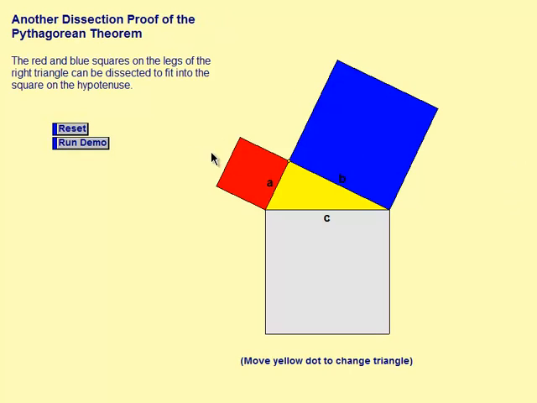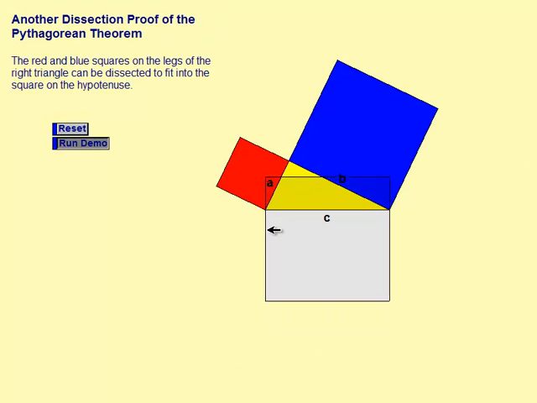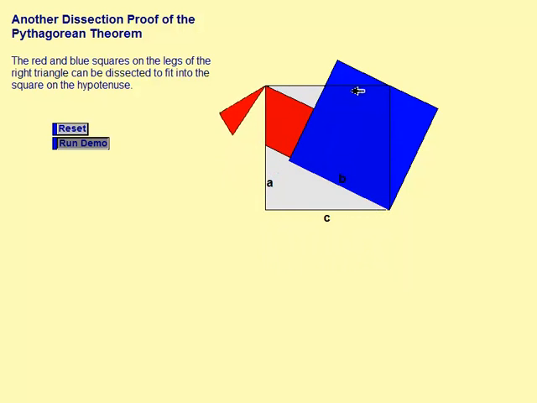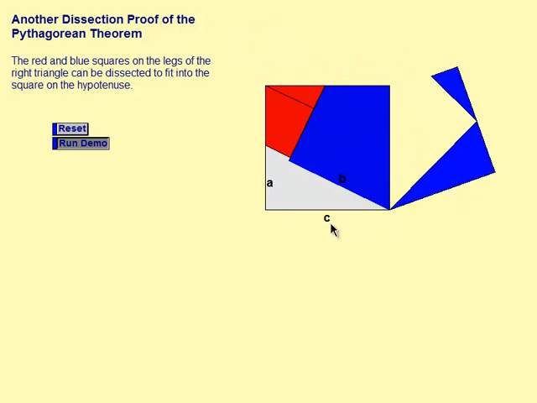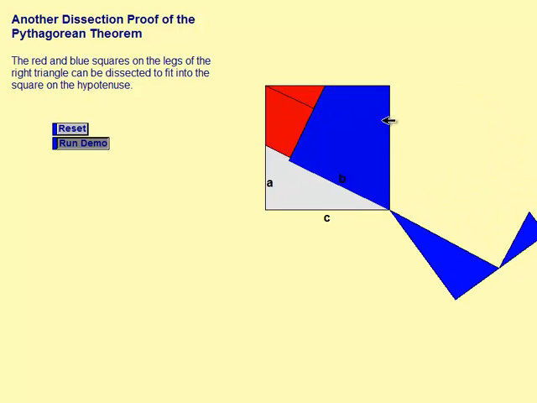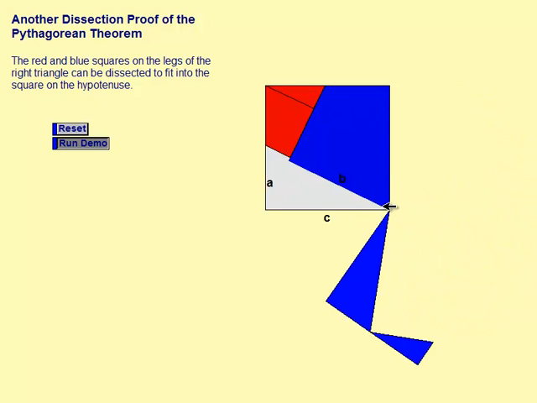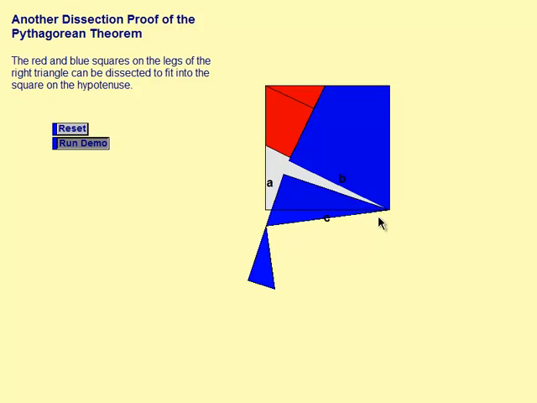Okay, one final demo. Let's just run it. And what we're going to do is slide up the large square that fit the hypotenuse. So here's C squared. And we're going to show that the red and blue regions fit exactly inside. We're just trimming off all the excess and showing that it all fits back together again.